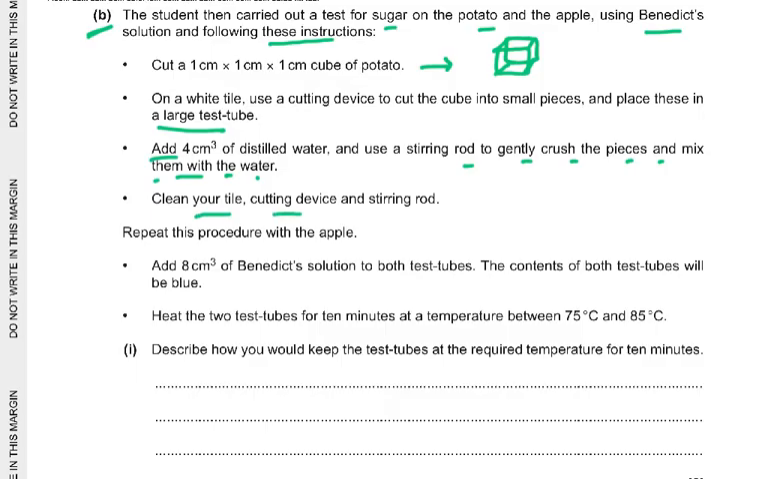Clean your tile, cutting device and stirring rod. Repeat this procedure with the apple. Add 8 cm cubed of Benedict's solution to both test tubes. The contents of both test tubes will be blue. Heat the two test tubes for 10 minutes at a temperature between 75 and 85 degrees Celsius.